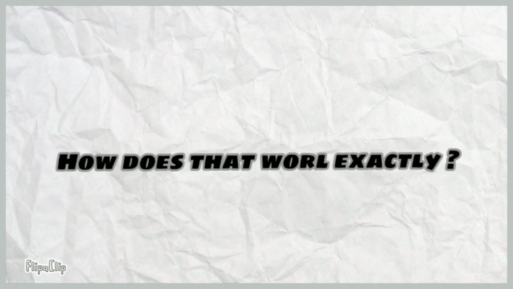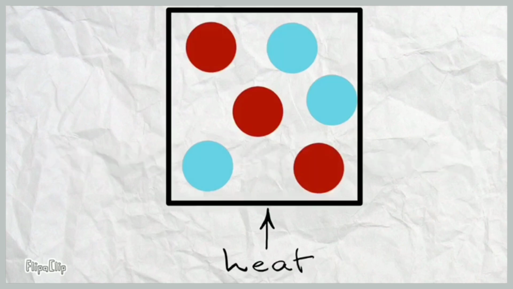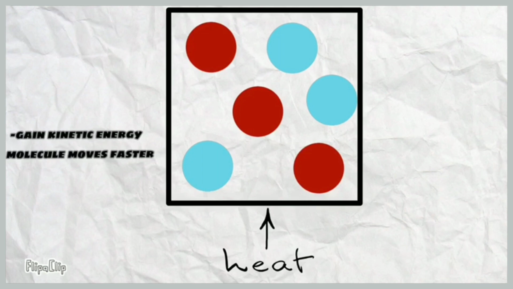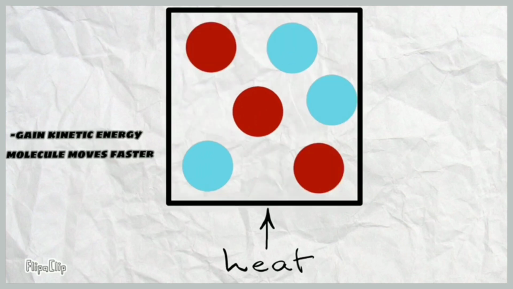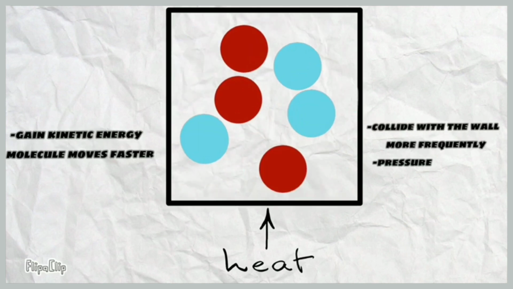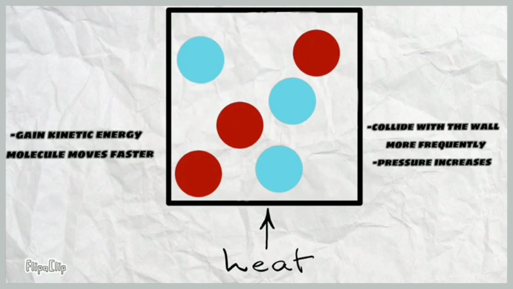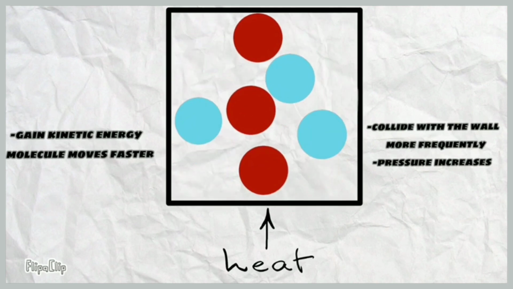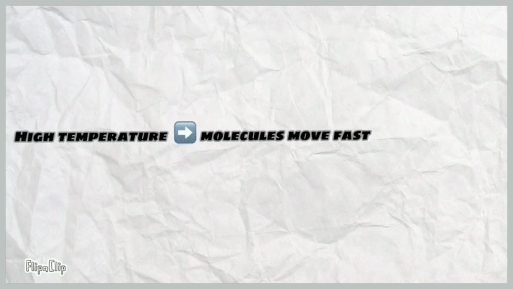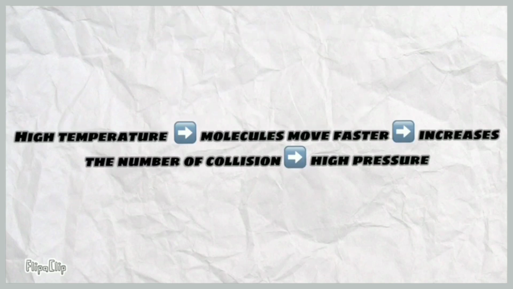Now, how does that work exactly? Well, as you add heat to the container, the molecules will gain kinetic energy that will make the molecules move faster because of high temperature. When speed increases, molecules will collide more frequently with the wall of the container. As the number of collisions increases, the pressure inside the container will increase. That means high temperature causes molecules to move faster, which increases the number of collisions that will lead to high pressure.